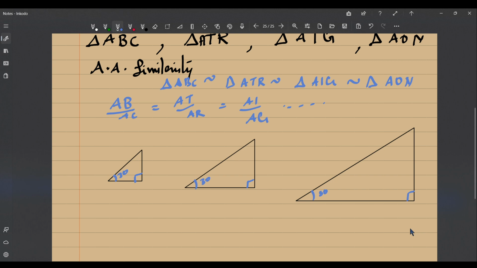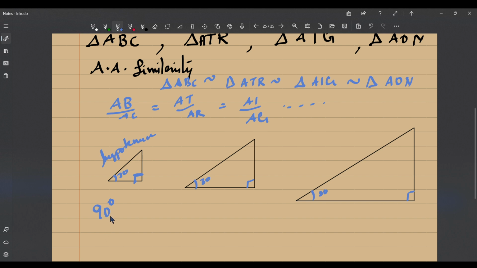Now let me take the ratio of any two sides. So the side which is very popular in right angle triangles is the hypotenuse, isn't it? What is the hypotenuse? It is the side which is opposite to the largest angle of a right angle triangle. What is the largest angle of a right angle triangle? 90 degrees. Because the other two angles have to sum up to 90 degrees.